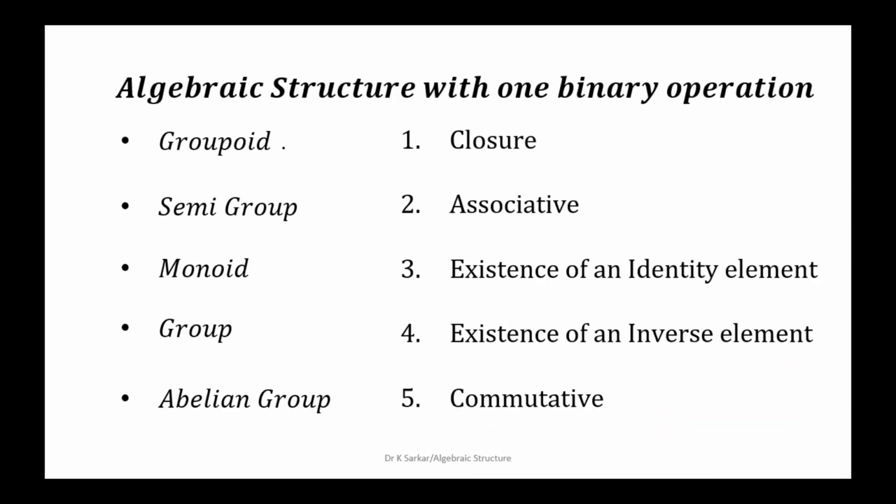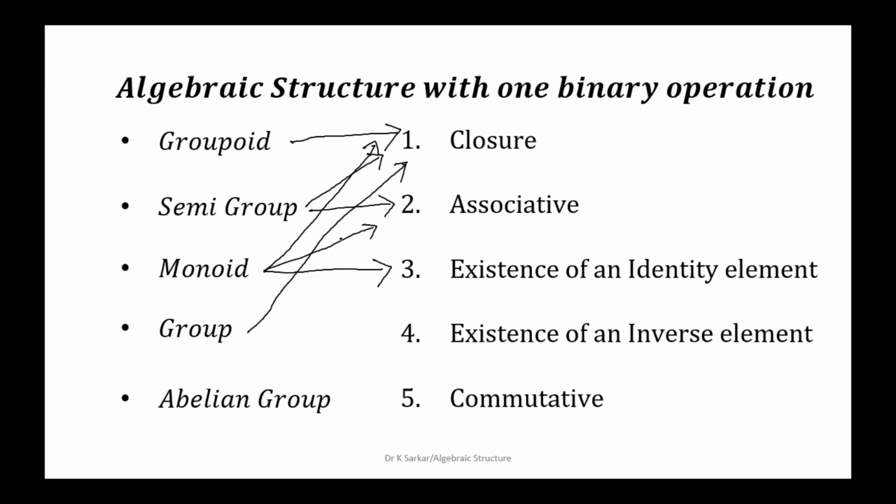Now let's match these two columns. Groupoid is for closure, semigroup for closure and associative, monoid is for closure, associative, and existence of identity element, group is for closure, associative, existence of identity element, existence of inverse element. Abelian group is for all the properties.